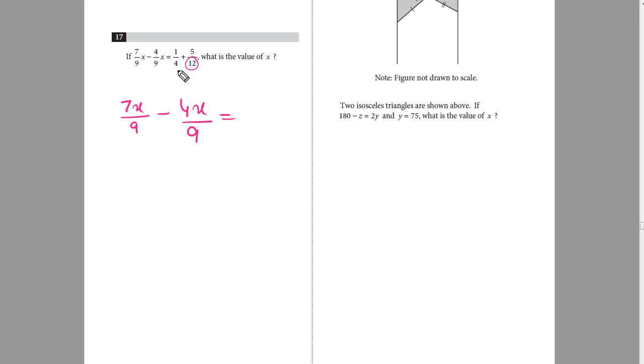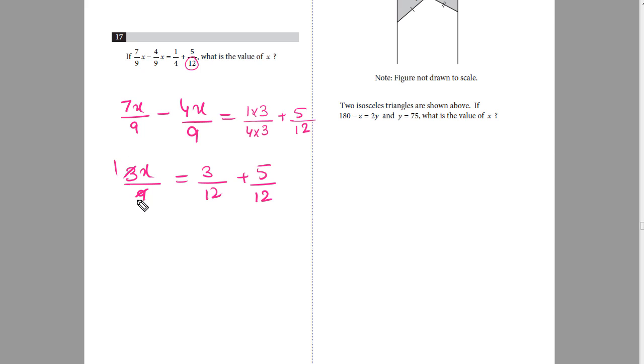Over here this is 4, I want to make it 12, so I could add the numerators. So what I'll do here is, in 1 over 4 I will multiply and divide the numerator and denominator with 3. So this 4 will become 12. So 1 times 3 divided by 4 times 3 plus 5 over 12. Now 7x minus 4x is 3x. 3x over 9 is equal to 3 over 12 plus 5 over 12.